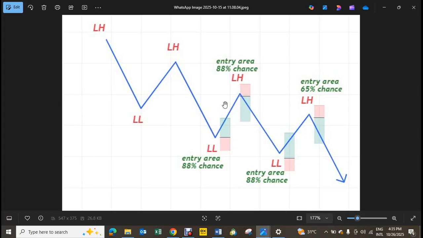When the market is giving us lower highs, lower lows, when it's on a lower low, we're looking to buy. When it's on a lower high, we're looking to sell. When it's on a lower low, we're looking to buy. Same goes to lower high, we're looking to sell. This goes on and on till we see a shift in the market, either from the buy to the sell, or from the selling side to the buying side.